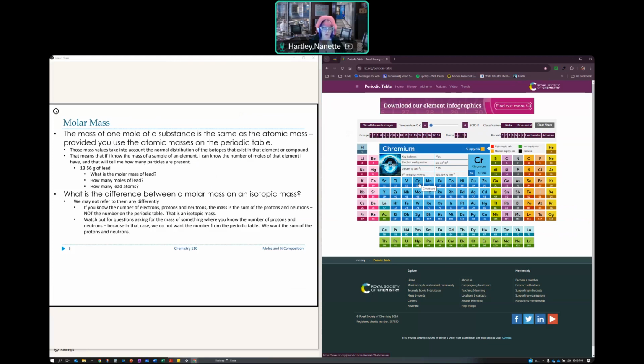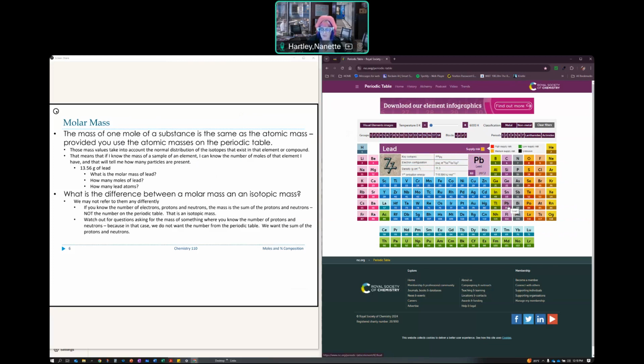I have 13.56 grams of lead. What's the molar mass of lead? Okay, where is lead? We have to find lead. Lead is on this table somewhere. Here he is.